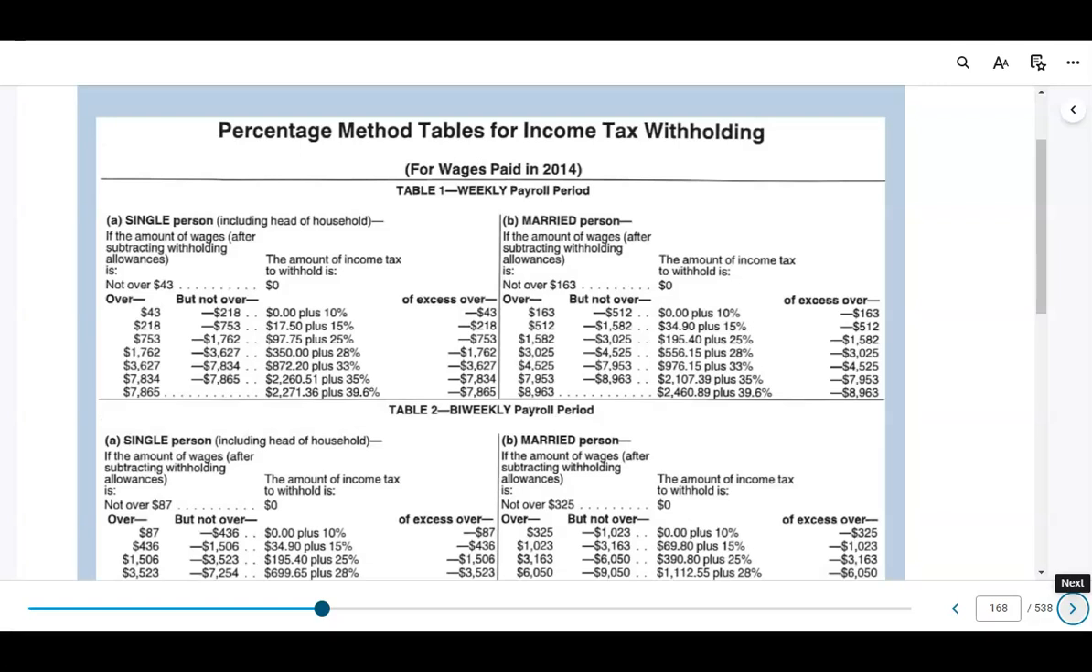So if you recall, the amount subject to withholding that we calculated was $452.50. So $452 falls between $163 and $512. So now going directly across, the amount of income tax to withhold is going to be $0 plus 10% of anything over $163.